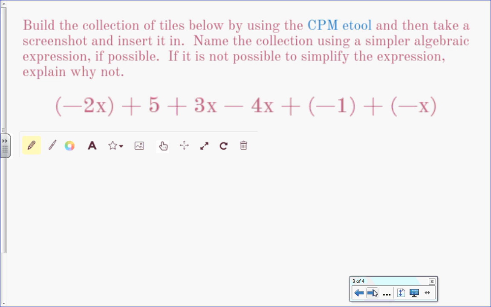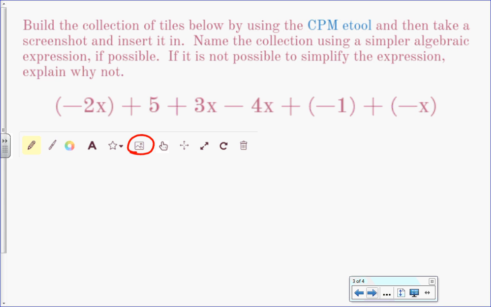So here's what I'm getting. I'm getting pictures of you guys building the tiles, but then no answer. Okay? So this is a 2-part question. You need to build the tiles and take a picture of it, then write a simplified expression if possible. If not possible, write why it's not possible. Okay? And to insert a picture into the Wizer.me, you're going to use this little image tool.